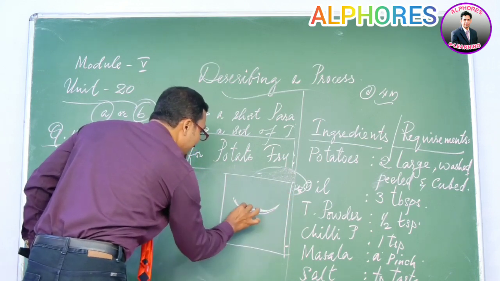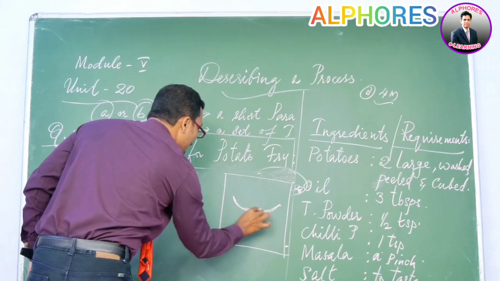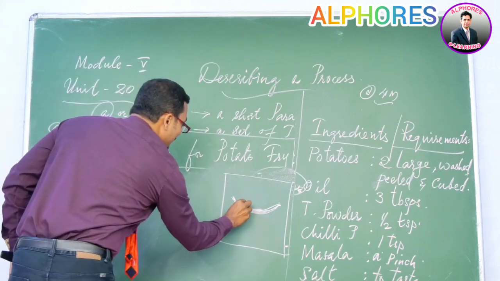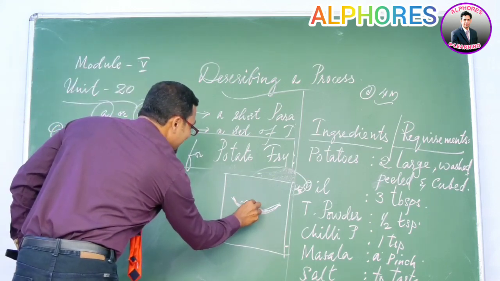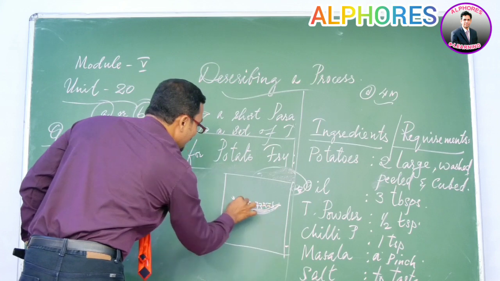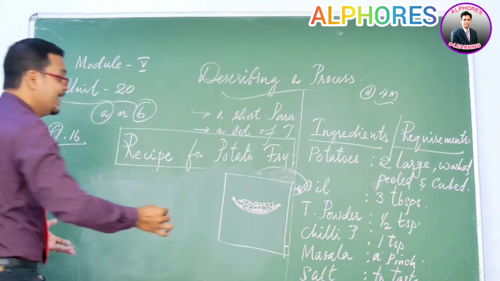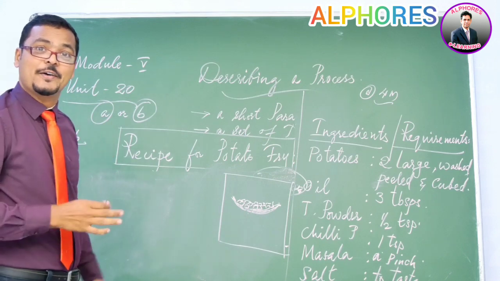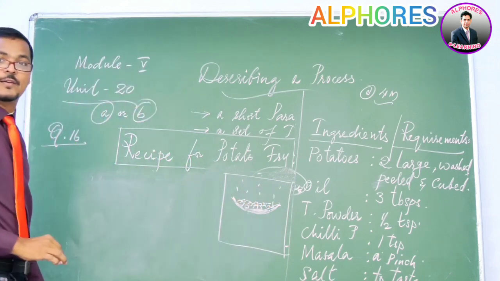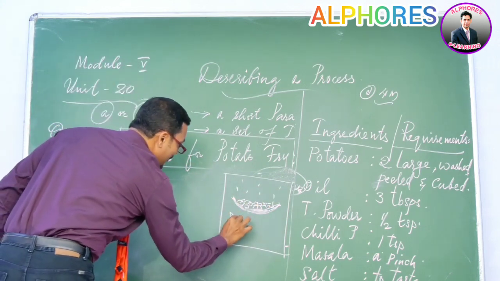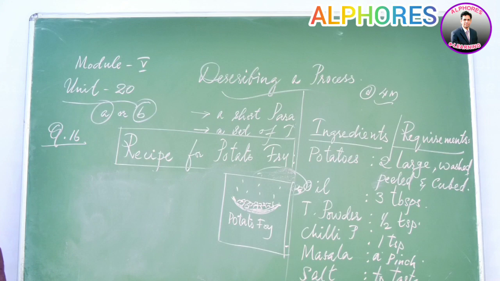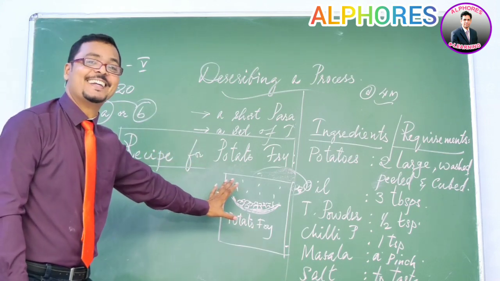Here a container can be shown, in which you can show some cubed potato pieces. Fill it with cubed potato pieces. And see, this is a freshly cooked recipe. So, down you write potato fry. See, the delicious dish potato fry is ready for you.